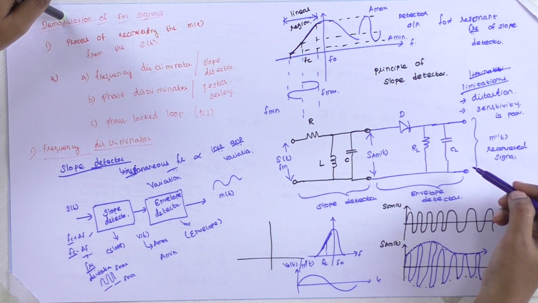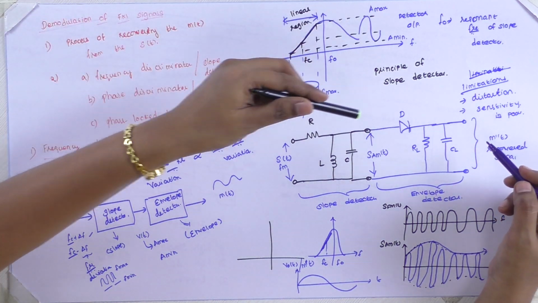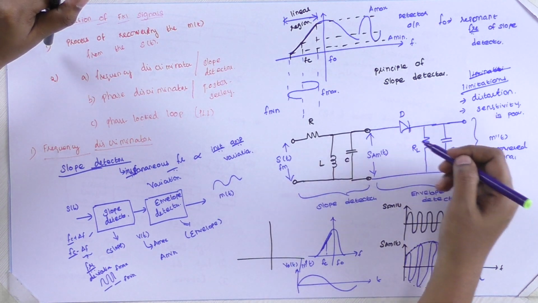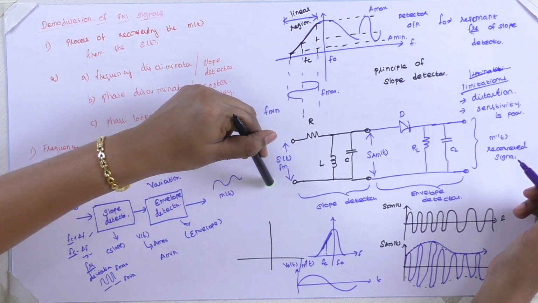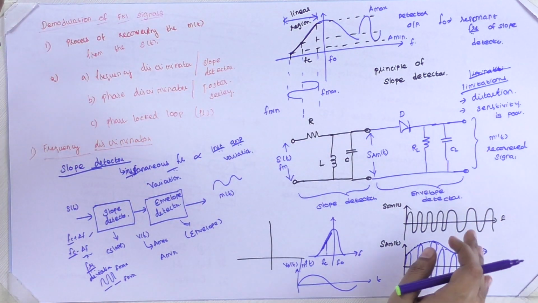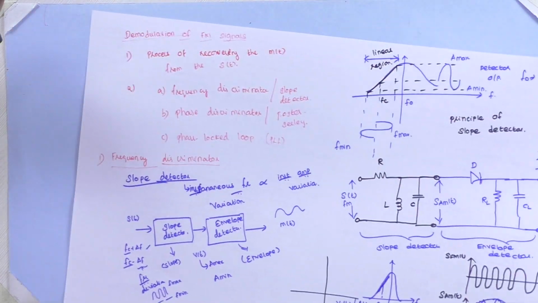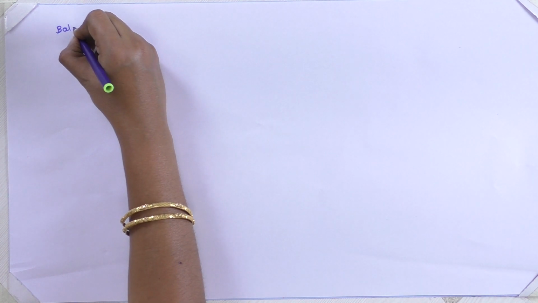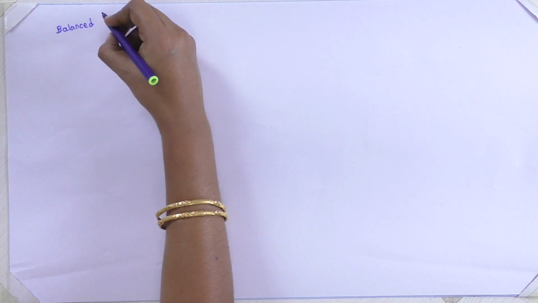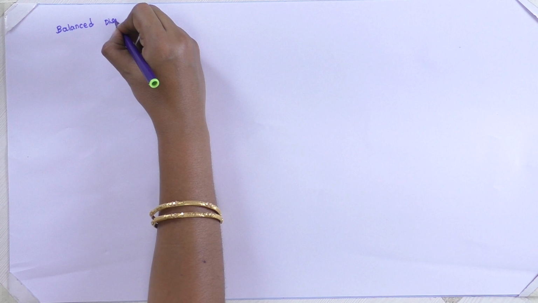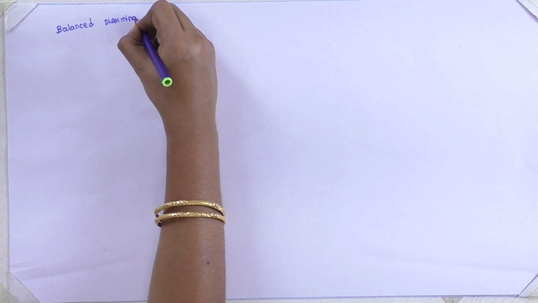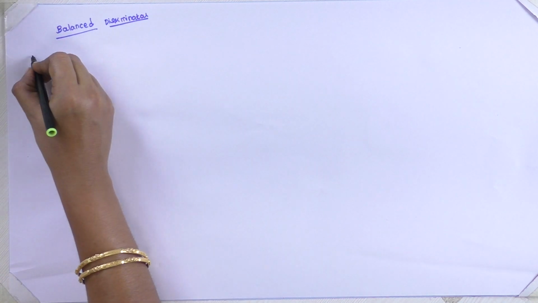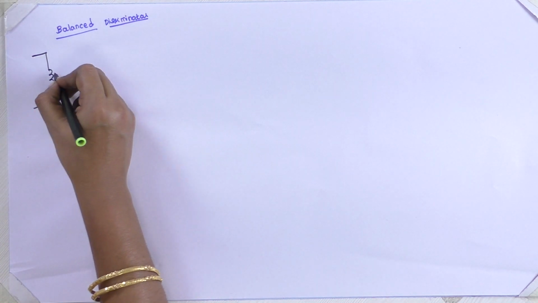Here we have two resonance circuits. Instead of one single circuit, we are going for a balanced discriminator. Instead of using a single frequency discriminator, we are going for a balanced discriminator with two resonant frequencies. Can we draw that diagram? In order to boost up the sensitivity of our slope detector, we are going for the balanced discriminator. The diagram will look like this.